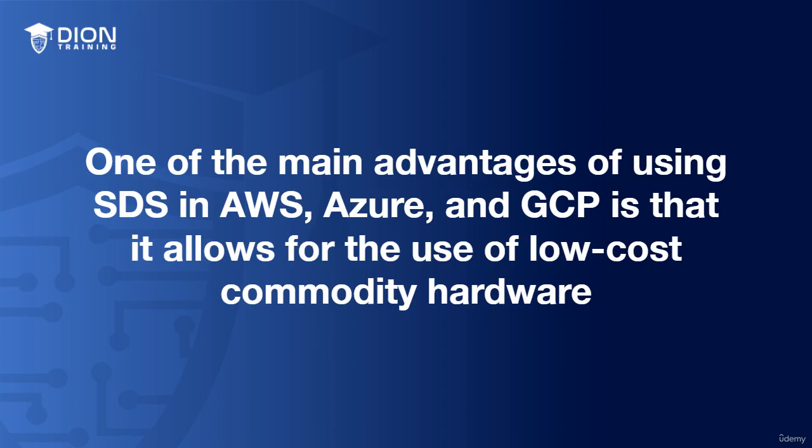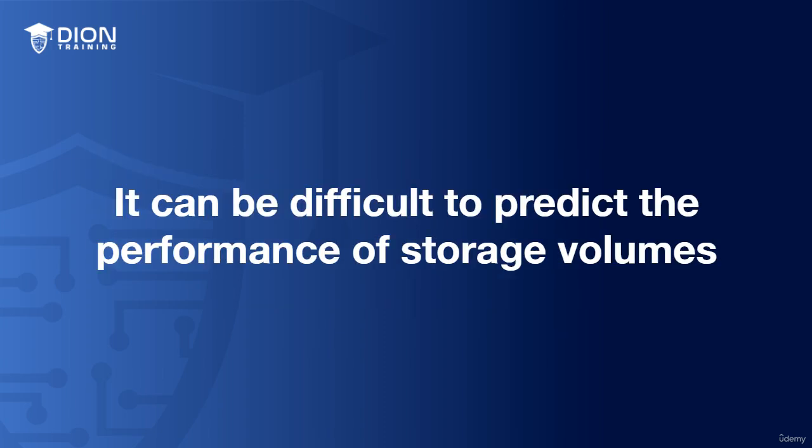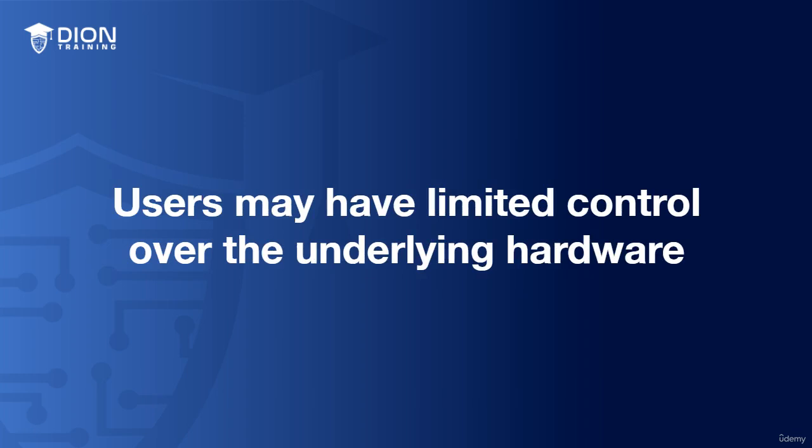Now, one of the main advantages of using software-defined storage inside AWS, Azure, and GCP is that it allows for the use of low-cost commodity hardware, as well as allowing these storage services to be fully managed and provide high availability and scalability. Now, one of the biggest disadvantages of using software-defined storage is that it can be difficult to predict the performance of storage volumes, especially when you're working with large amounts of data. Additionally, users may have limited control over the underlying hardware because it's been abstracted, and this can make it more difficult to optimize performance for specific types of workloads.